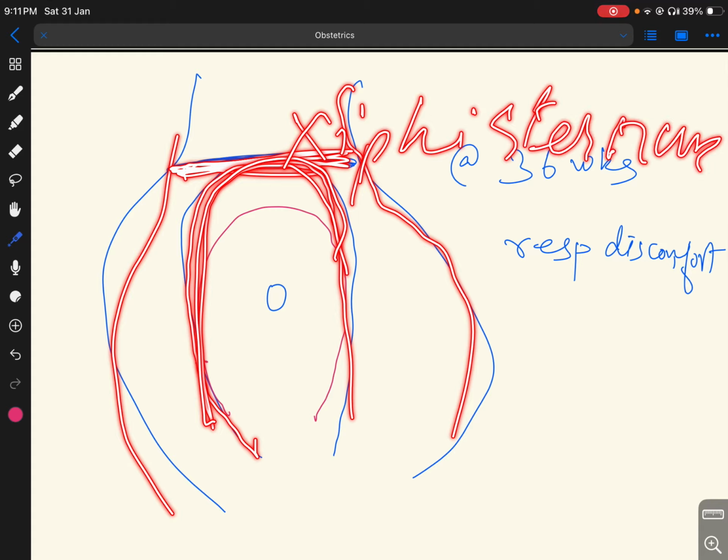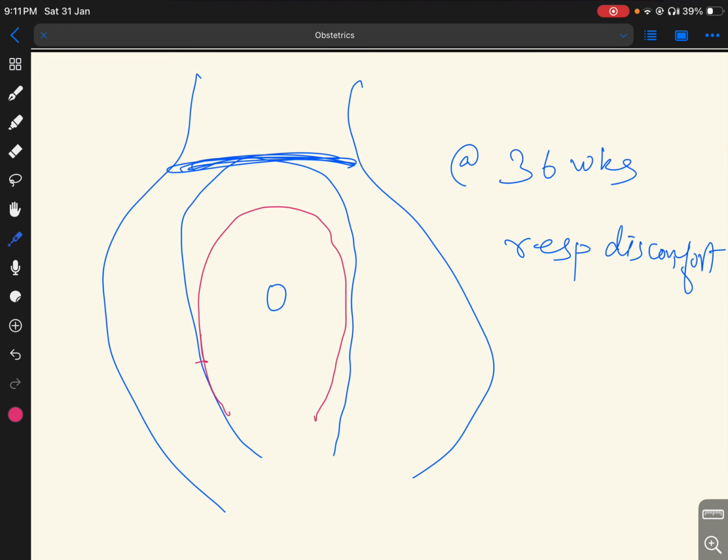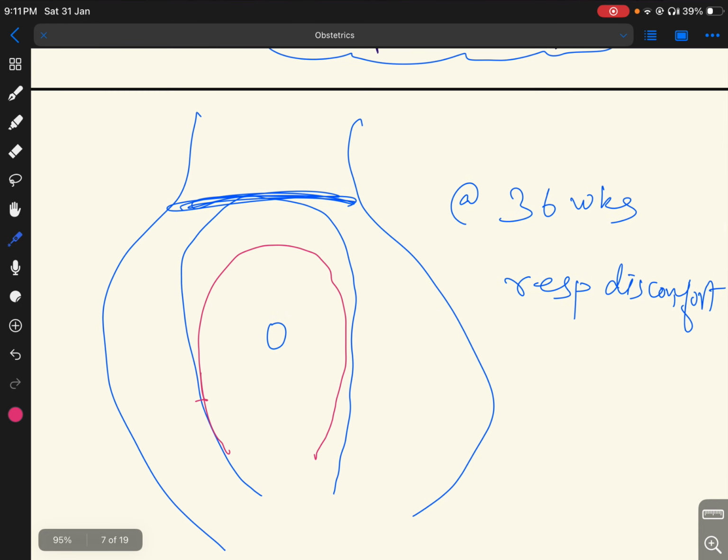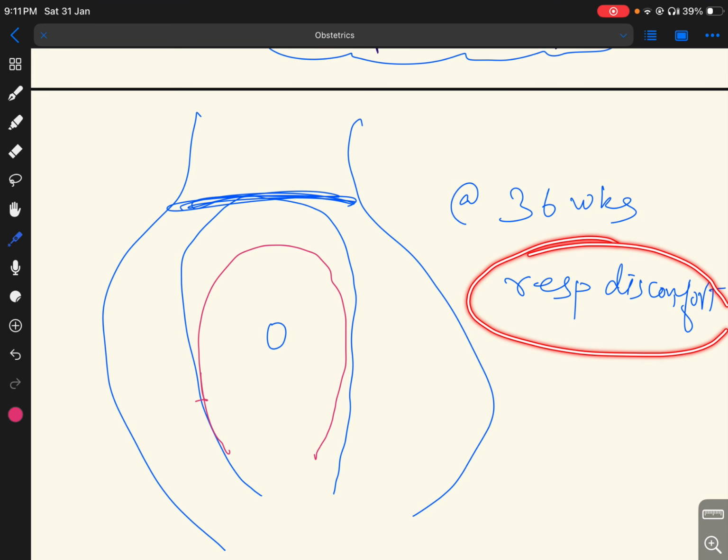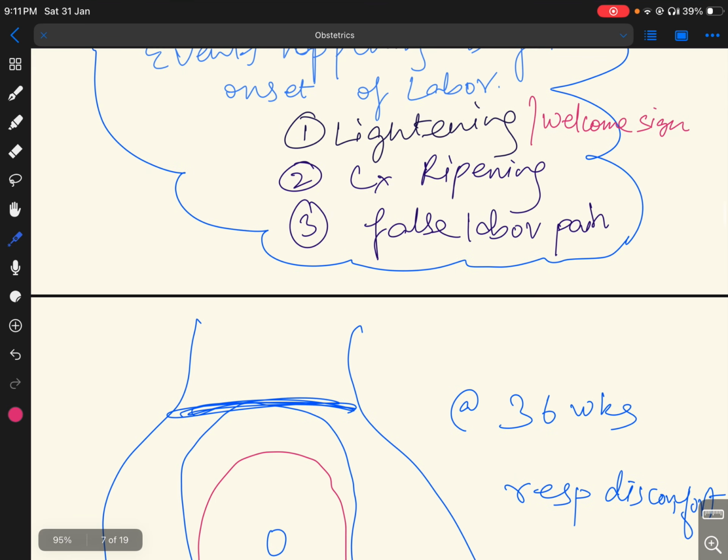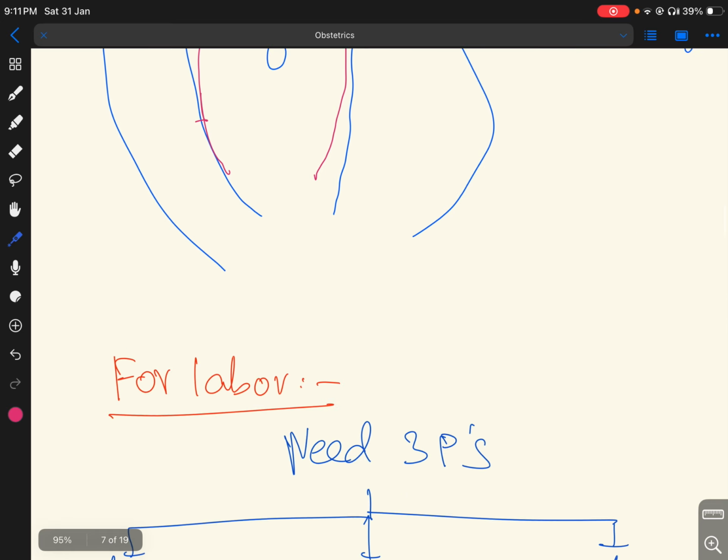It causes respiratory discomfort to women at 36 weeks. But after 36 weeks, there is a descent. The fetal head descends into the pelvis. So there is a relief of respiratory discomfort. That we call the welcome sign or lightening.